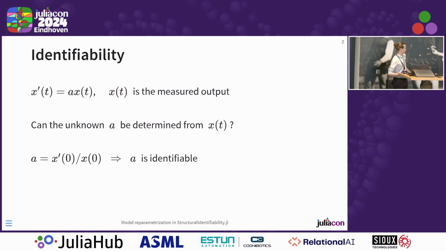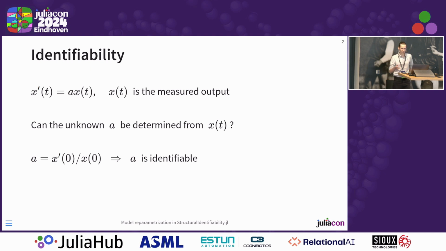So in this particular case, you can see that there is just a direct formula. If we can measure the data ideally, and the derivative of the data can be computed without any errors, we can recover the value of a uniquely. So in this case, we say that the parameter is structurally identifiable.